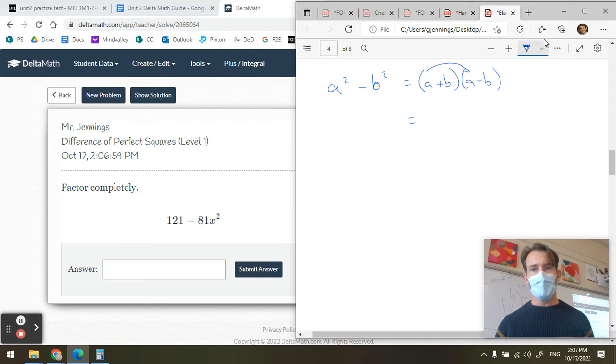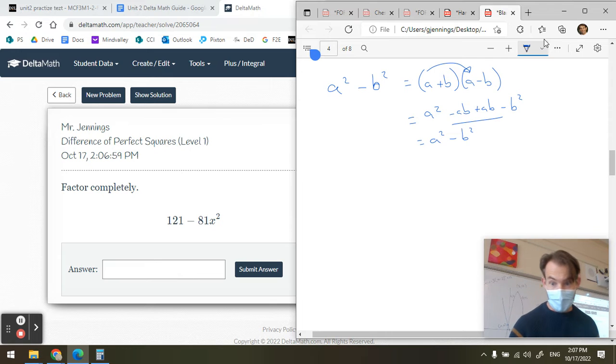A times a with FOIL is a squared. A times negative b is minus ab. B times a is plus ab. And b times negative b is negative b squared. And then those middle terms simplify to 0, giving us a squared minus b squared. So that's why this pattern exists algebraically.